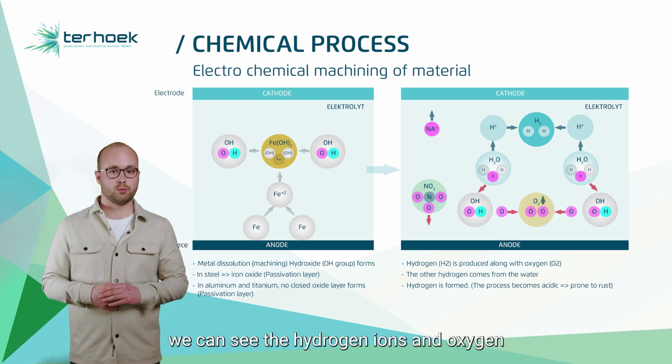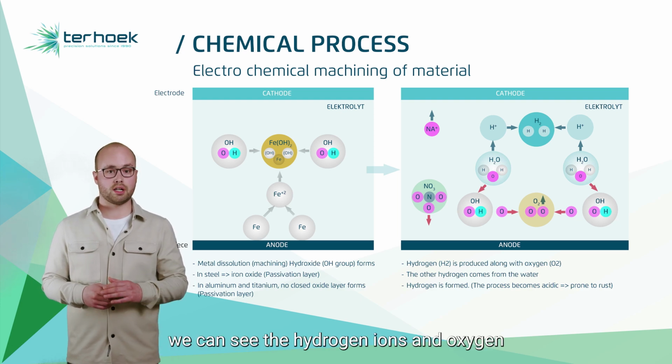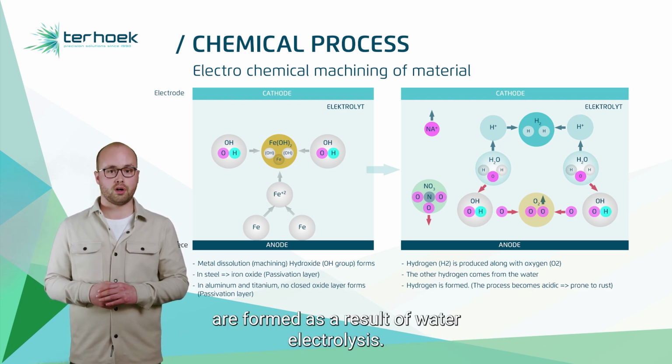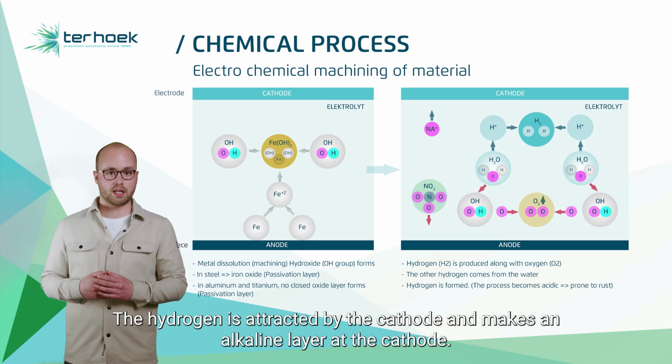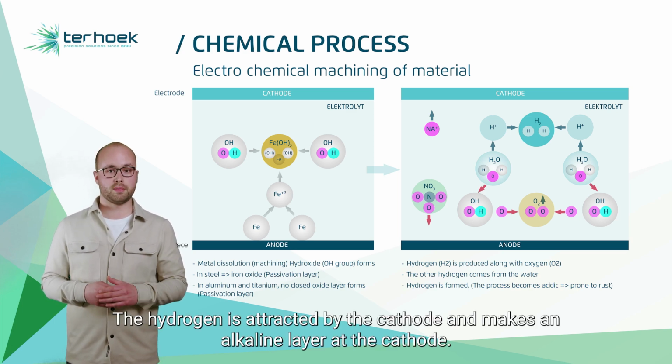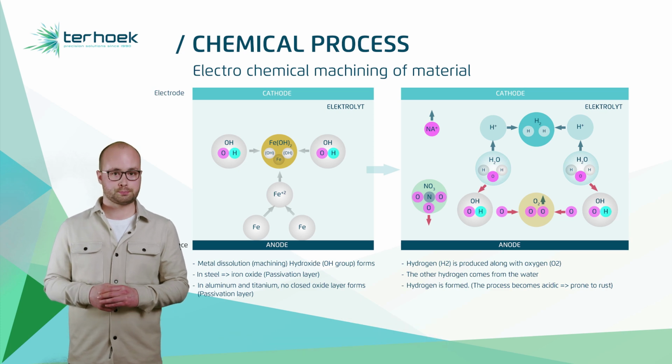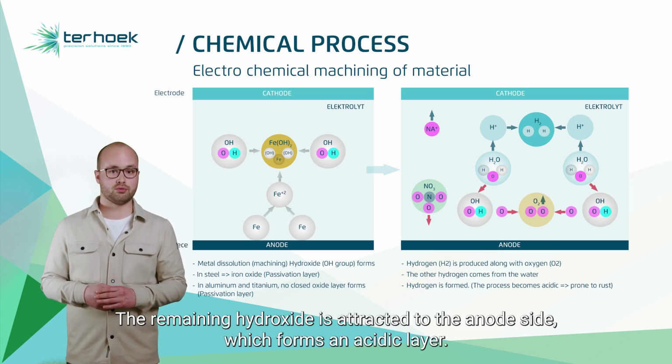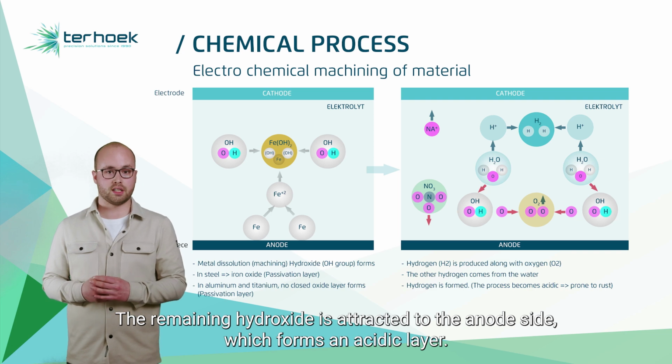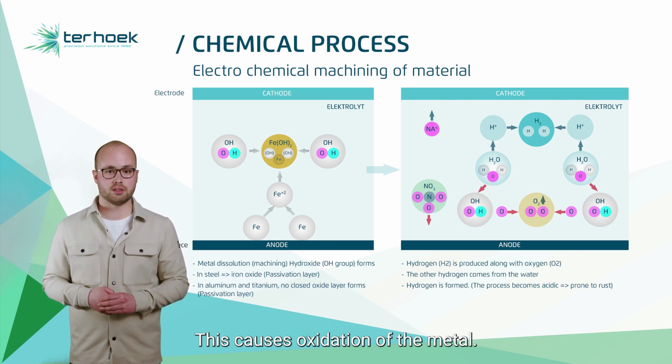On the right side, we can see the hydrogen ions and oxygen are formed as a result of water electrolysis. The hydrogen is attracted by the cathode and makes an alkaline layer at the cathode. The remaining hydroxide is attracted to the anode side, which forms an acidic layer. This causes oxidation of the metal.